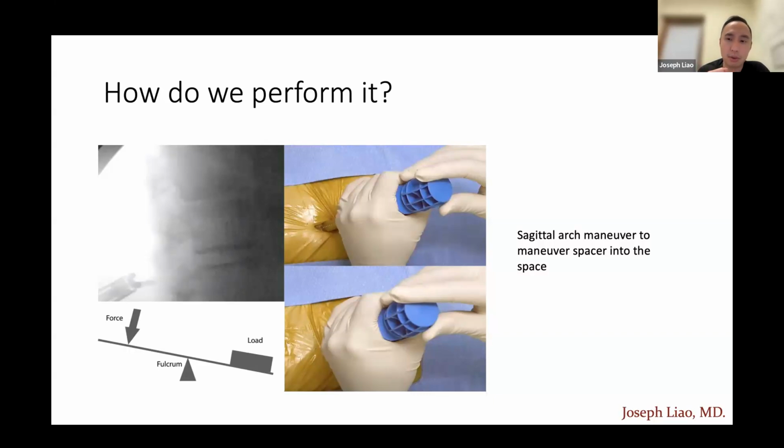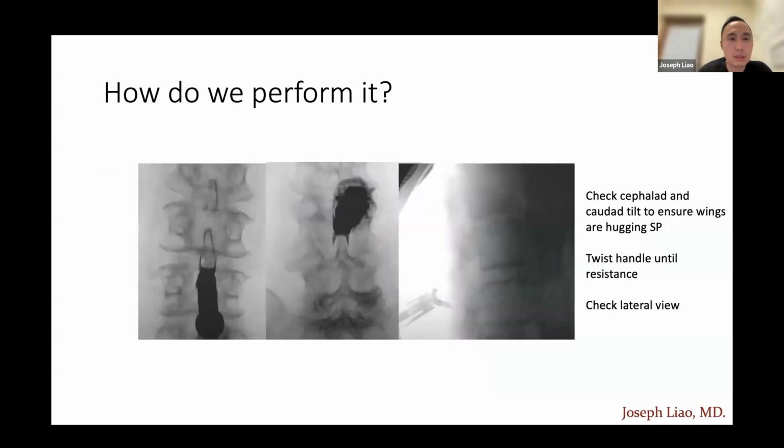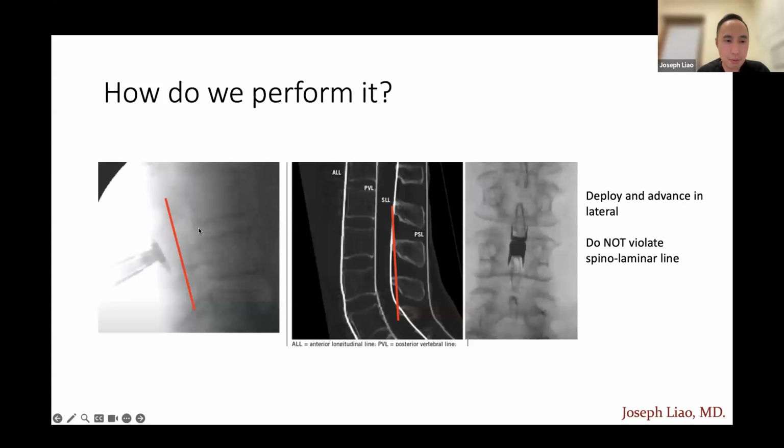And you're going to do this maneuver called sagittal arch, where you just move cephalad, caudad, and use this fulcrum to really ease the spacer deeper into the groove. Once they're there, you check the cephalad and the caudad view again, just to make sure that the wings of the spacer are still hugging the spinous process. And then once that occurs, you keep twisting and deploying until you hit resistance, and then you switch to a lateral view. At that point, you can fully deploy.